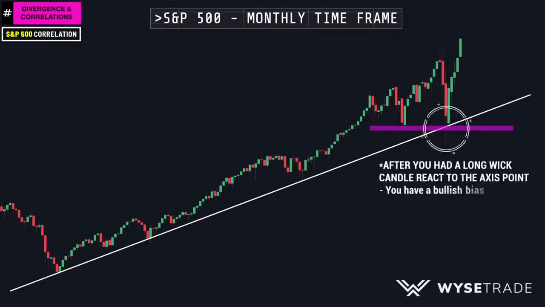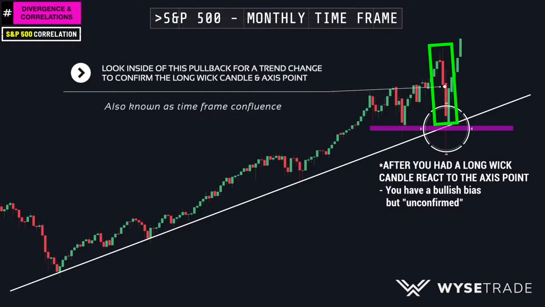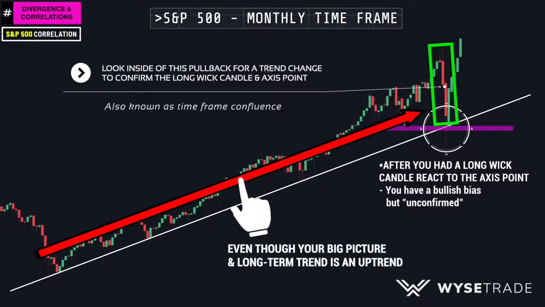So after we had this very long wick candle react to the access point, this gave us a bullish bias, but unconfirmed, because it is the monthly time frame and we don't enter trades on it. So what we needed to do is go to the daily and look for price action that showed a trend change inside of this downtrend and confirm the monthly price action. And the reason we need to do this is because even though your long-term trend is an uptrend, your short-term trend is still a downtrend. So we need the trend change from a downtrend to an uptrend to be confirmed, aka time frame confluence.